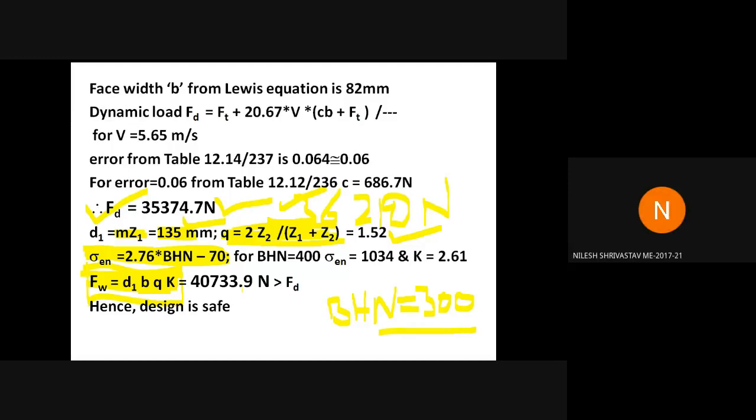23,607.43. Anybody else getting different answer? 23618.5, sir. Okay, so all are at 23,000 only. Okay, just wait, hold on for a while. 135 into 1.52 into 82 into 1.403. Yeah, it's around 23,607, correct?